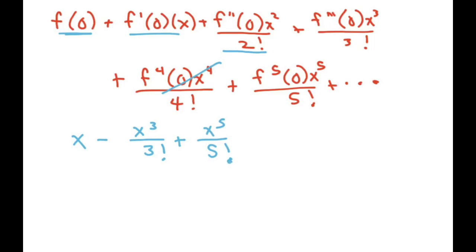Next one would be what, if we had to guess? Would be minus x to the 7th over 7 factorial. And you could go on and on and on because it repeats.